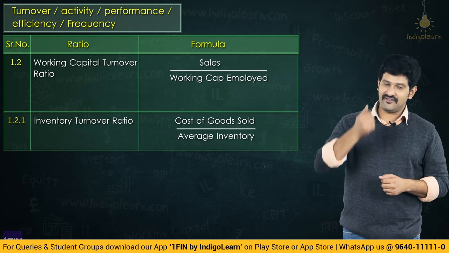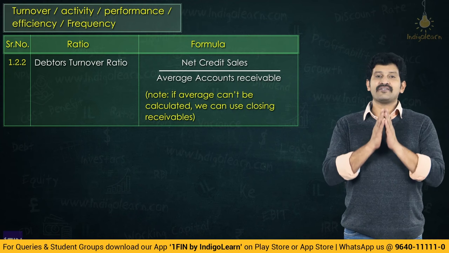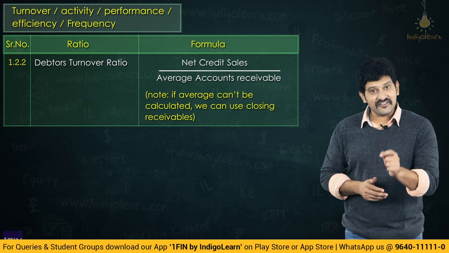Similarly, debtor turnover ratio. Now, when you are talking about debtors, when do you have debtors? Only when you make credit sales. Therefore, we will not take complete sales. We will take only credit sales. Therefore, debtor turnover ratio is credit sales divided by average debtors.